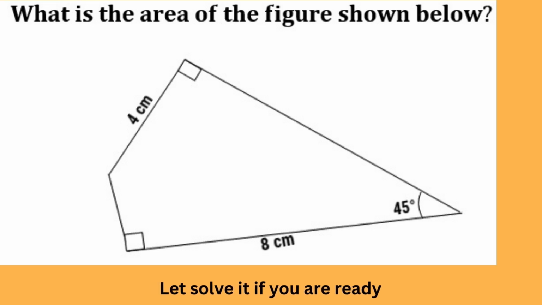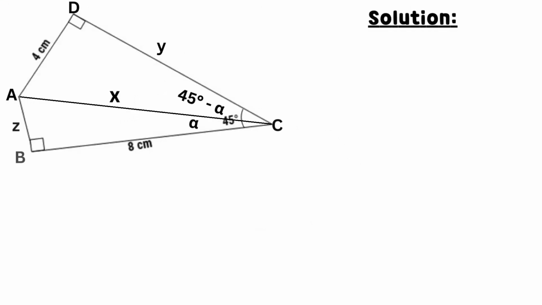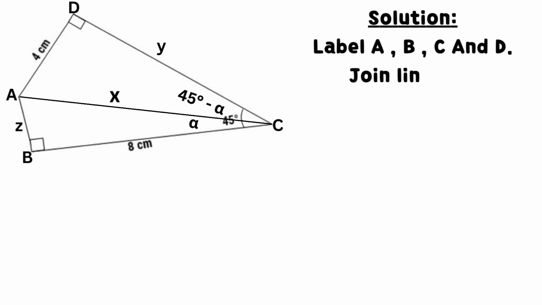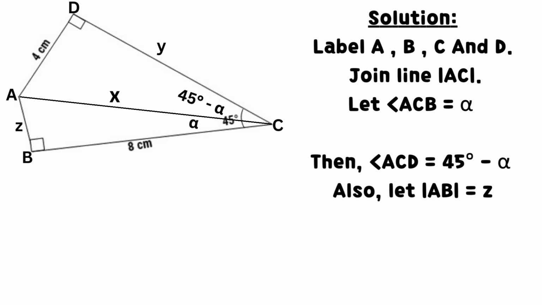What is the area of the figure shown on the screen? This is a question in plane geometry. Label A, B, C, and D. Join line AC. Let angle ACB equal alpha. Then angle ACD equals 45 degrees minus alpha.